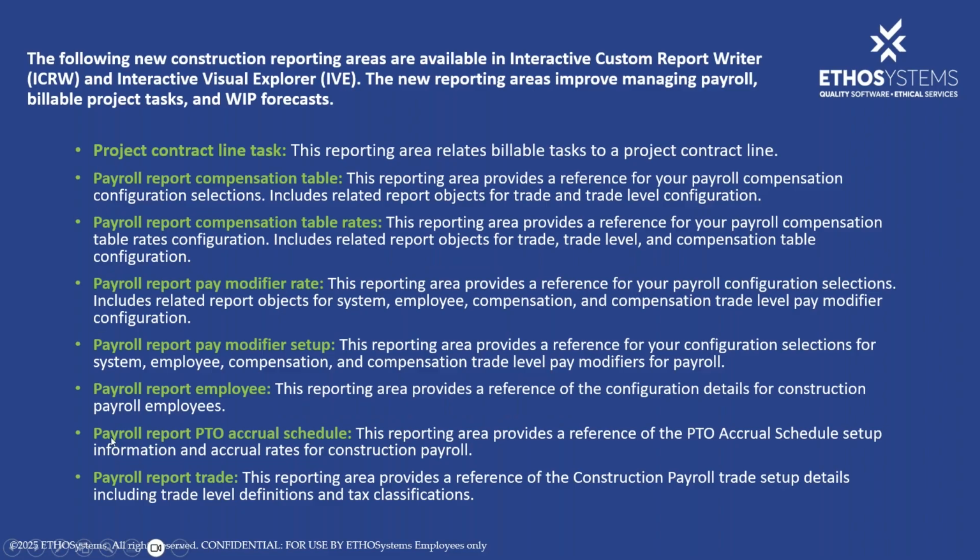If you're using construction payroll, there are so many new reporting areas that are available to create new reports. Also on the project side, on the construction side, the contracts line task reporting area relates to billable tasks, so billable cost codes to a project contract line. Thank you, Sage. And with reporting for payroll, there are already a lot of pre-built ICRW reports that come with your core package. There's a whole payroll reporting package that can be installed, and in addition to that, you get these reports as well.